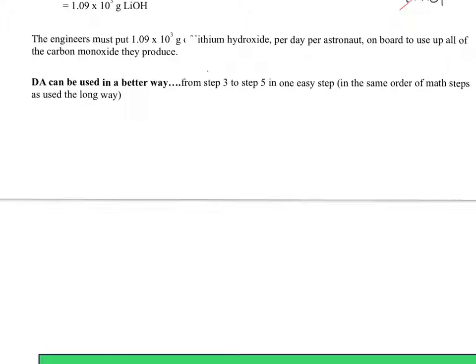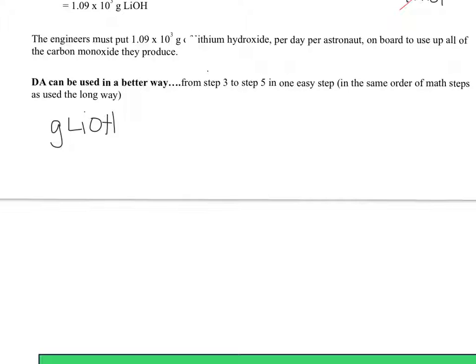Okay, dimensional analysis can be used in a better way than just at each step though. What we can do is we can use dimensional analysis to solve this entire solution in one line with no intermediate steps and no losing marks for sig fig rounding or dropping of units. We want to find grams of lithium hydroxide. That's what we want.